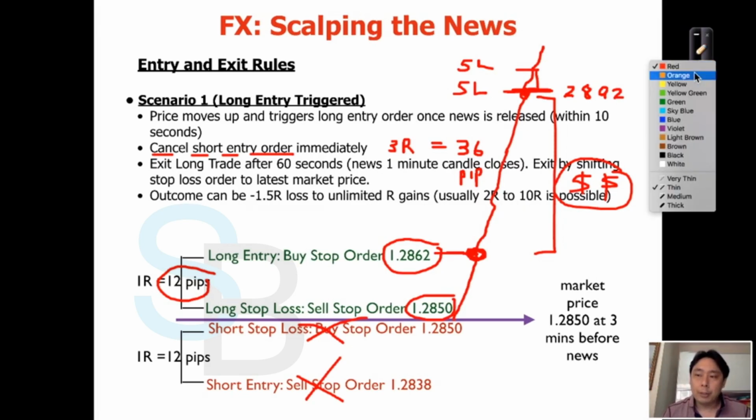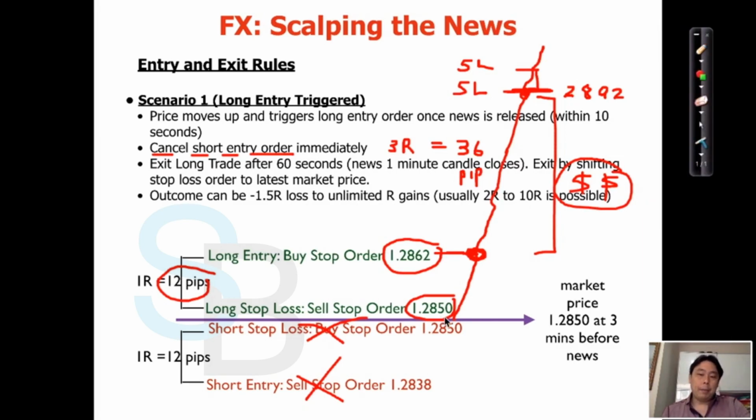Let's look at another scenario, which is the price goes up and triggers our buy order, right? So we buy at 2862, and immediately the market loses momentum and starts to go down and hits our stop loss. Is that possible? Yeah, of course. If that happens, you're losing 1R, or you're losing 12 pips. So again, you don't win all the time. Sometimes you may lose 1R, sometimes you may make 3R, 4R, 5R. My biggest win so far is 11R.